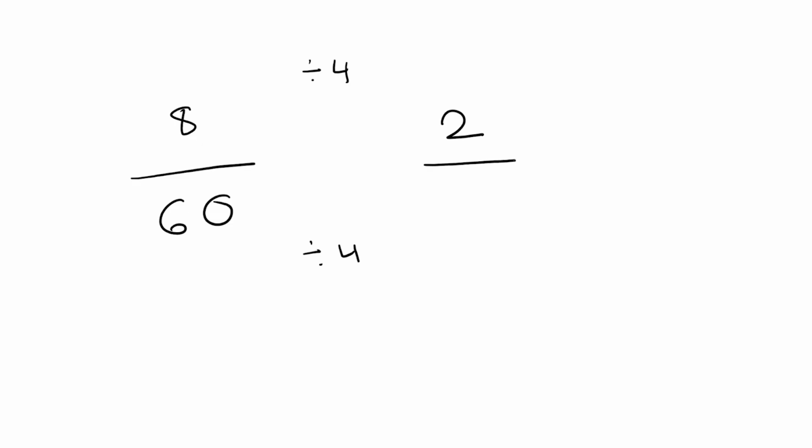Fractions often look complicated, but most of the time they can be simplified. For example, if we take the fraction 8/60, we can simplify this by finding the highest common factor of both the top and the bottom, which in this case is 4. So what we would do is divide by 4 on the top and the bottom. Now this will give us 2/15. So this would be 8/60 simplified.